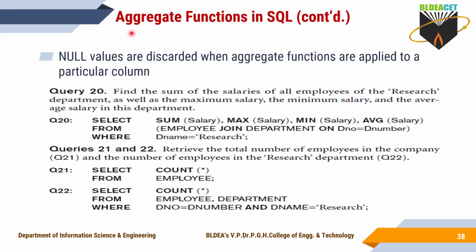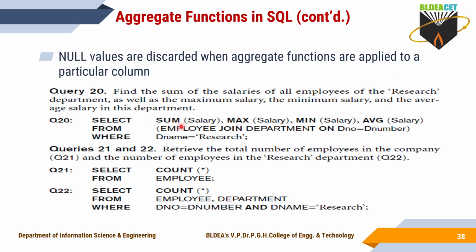So this is one sample. Null values are not discarded when aggregate functions are applied to a particular column. Find the sum of the salaries of all employees of the research department as well as the maximum salary, minimum salary, and average salary in this department. What do we need to find here? We need the sum of the salaries and also the maximum, minimum, and average salary of all those employees who belong to the research department. So this is the query result.